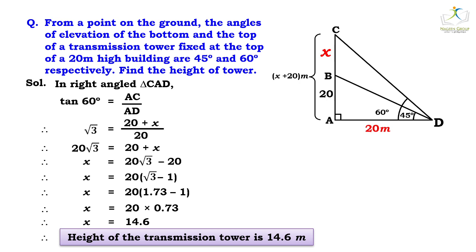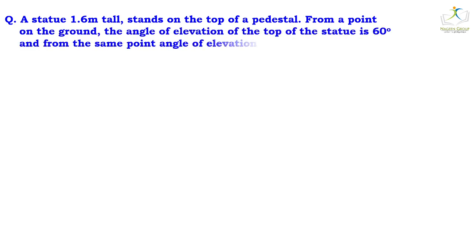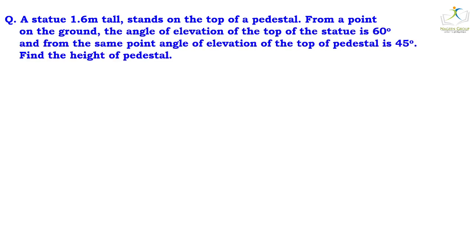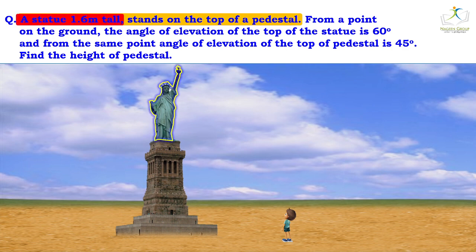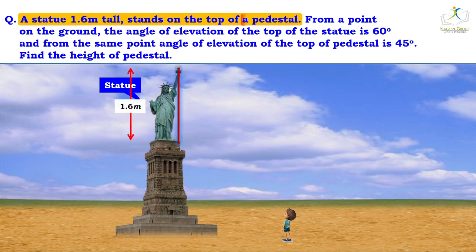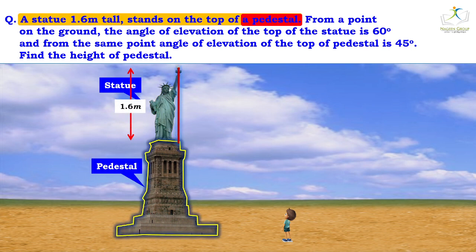Got it, students? Okay. Now next question in front of you, that is a statue 1.6 meter tall. हमें क्या गिवन है, स्टैचू गिवन है और उसकी हाइट गिवन है, कितनी है, 1.6. Stand on the top of a pedestal. This is the statue. Stand on the top of a pedestal. किसके ऊपर है, किसी pedestal के ऊपर.